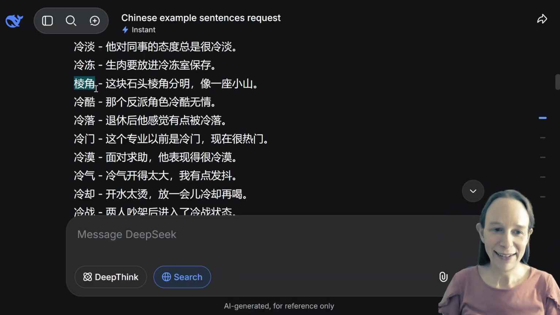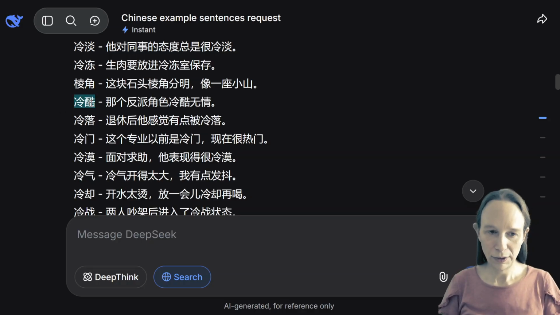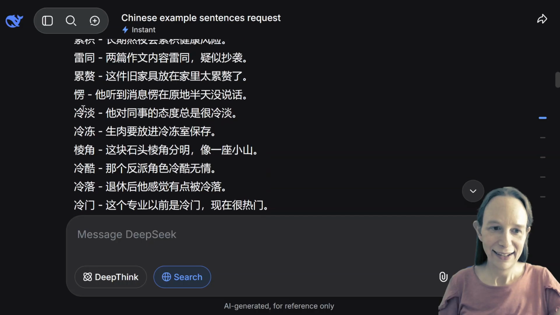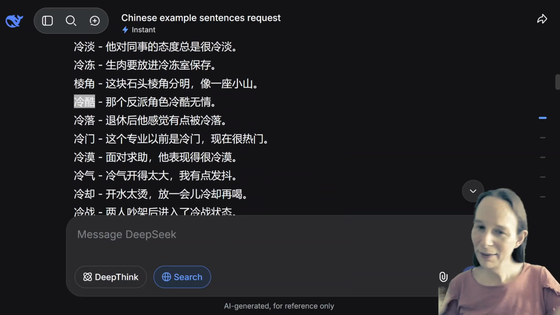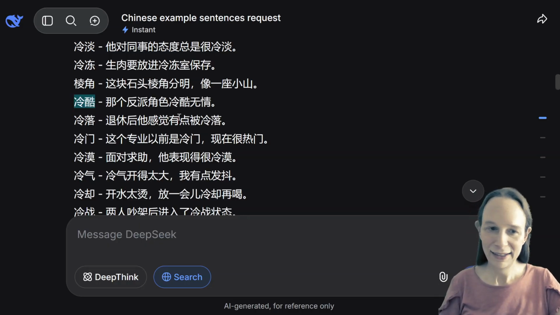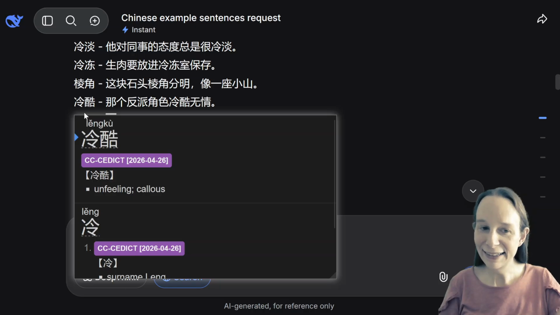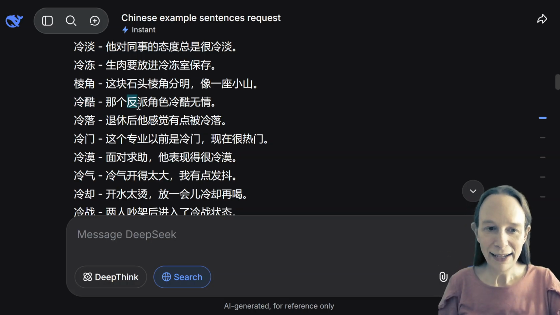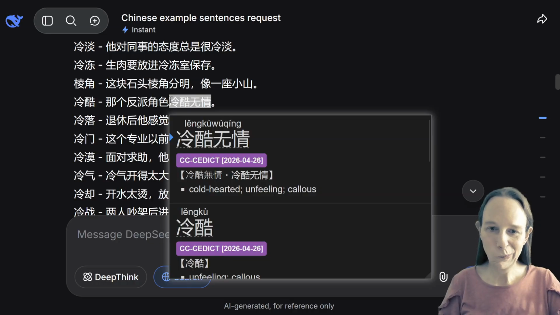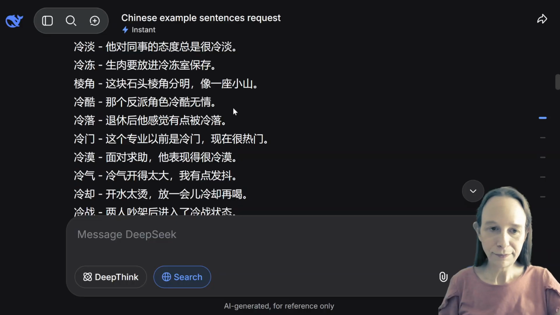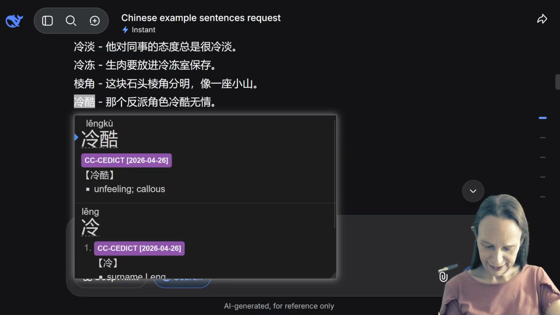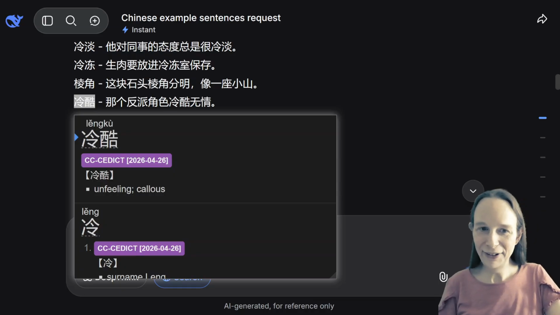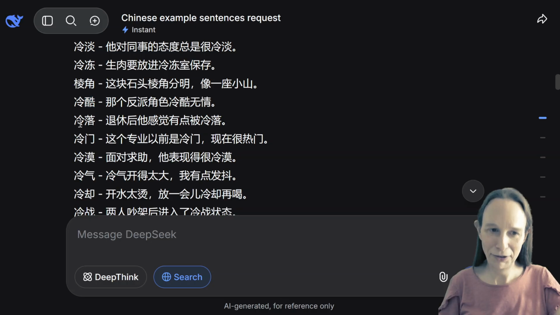All right. Anyway, 棱角. 冷酷. This is like yet another 冷淡. Another one of those, but this is more cruel, I believe. Unfeeling, callous. Yeah, it's indifferent. It's closer towards cruel to 冷淡. 那个反派角色冷酷无情, 冷酷无情. Yeah. 冷酷. So 冷酷 in the dictionary is 冷漠残酷, right? So the 冷 is 冷漠, indifferent, 残酷 is cruel. So it does include cruel.